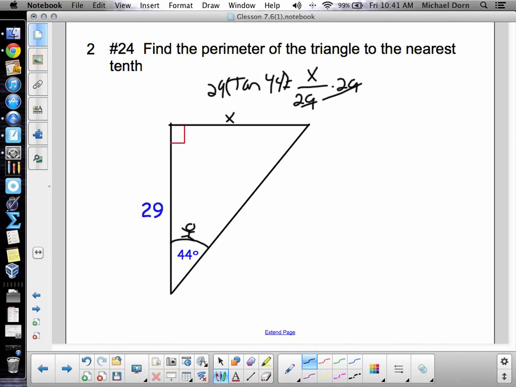Well, you had divided by instead of times, didn't you? You got it? Okay. 44.